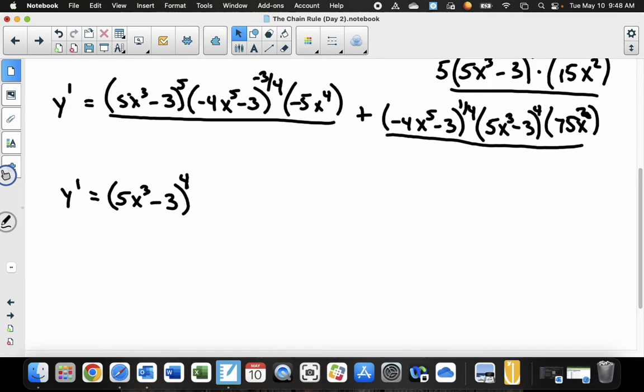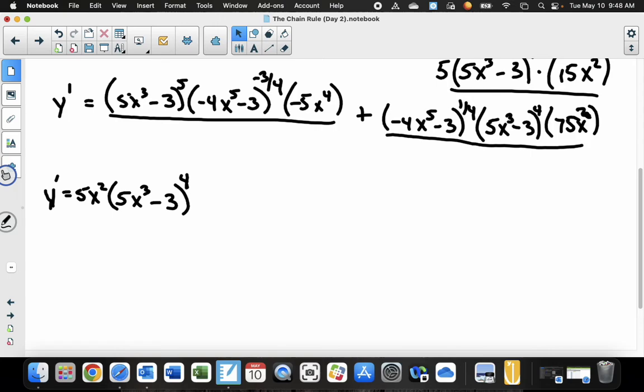Matter of fact, I should have done this first. It doesn't really matter the order, to be honest, but I'm going to start with the very first part, the easiest factor. What do I have in common between negative 5x to the 4th and 75x squared? 5x squared. Let's pull that out too. I'm going to put that 5x squared at the beginning. So we took the 2 parts out.